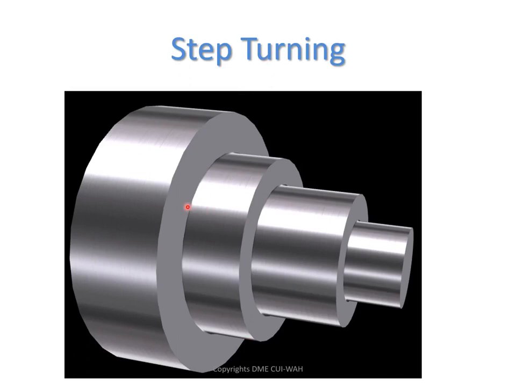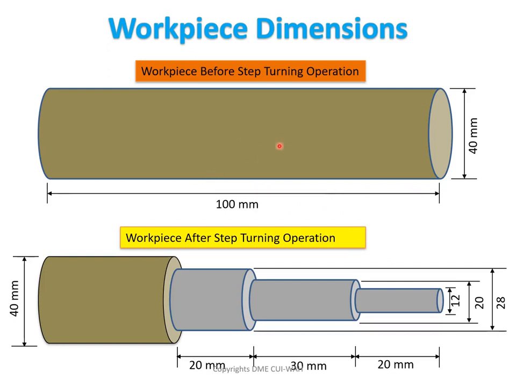Also, like in plain turning, the tool moves in the direction parallel to the workpiece. Here, same, we will give the feed motion to the tool in the direction parallel to the workpiece. Now here you can see this is our raw material and this is our required finished job. The original diameter of the raw material is 40 mm and its length is 100 mm.